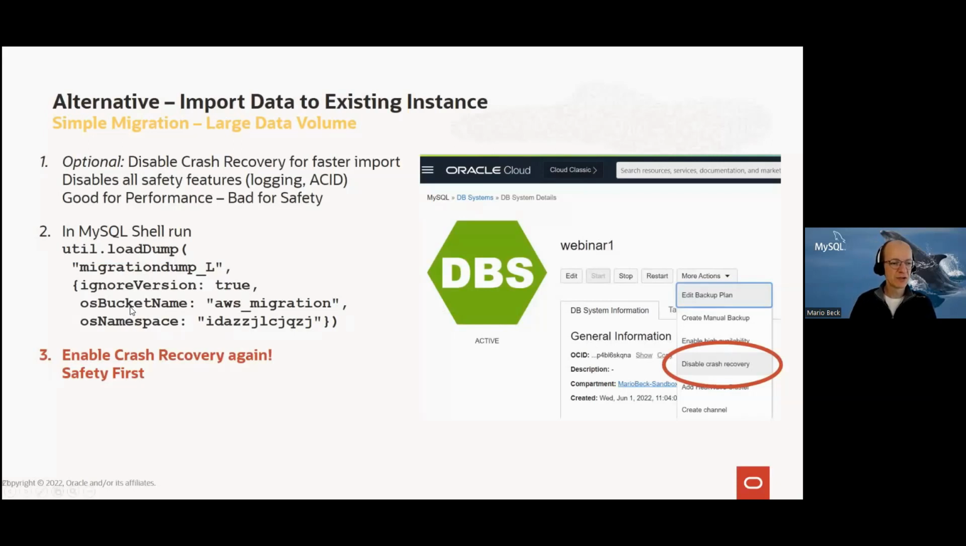Then you use MySQL Shell to load the dump. Again, with the two options, OS bucket name and OS namespace, and then make sure, that's very important, that you enable crash recovery again. It's very important that your workloads have crash recovery enabled. So it's okay to switch it off for an import activity, but then switch on crash recovery again. The benefit is the loading will go most likely twice as fast.